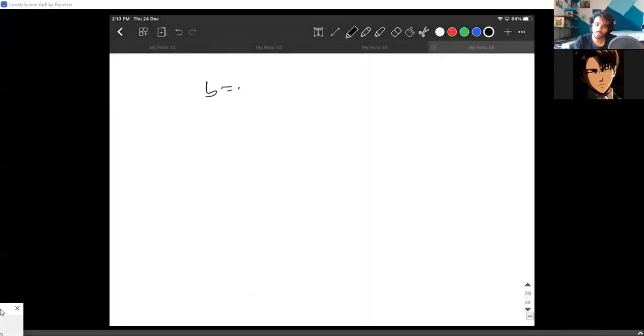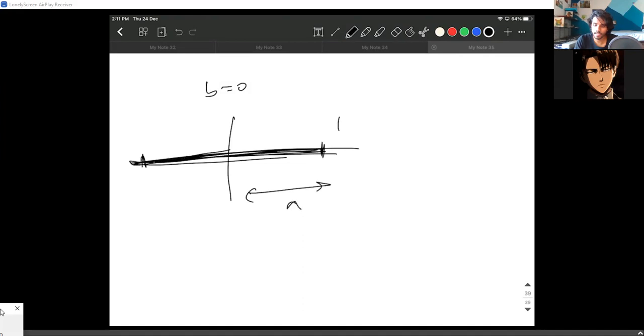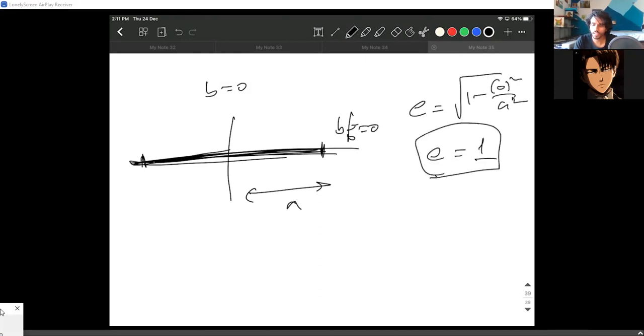Now, what's the other case? What if b is 0? As in, you're completely squishing the ellipse. So you'll simply get a straight line like this. That's all. This is the other extreme. There is only a, and b has completely gone to 0. So in this case, e value comes as root of 1 minus 0 square by a square. You get e equals 1. Guys, remember this point.